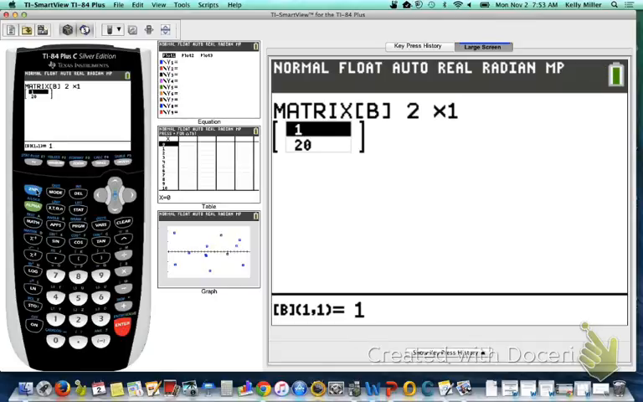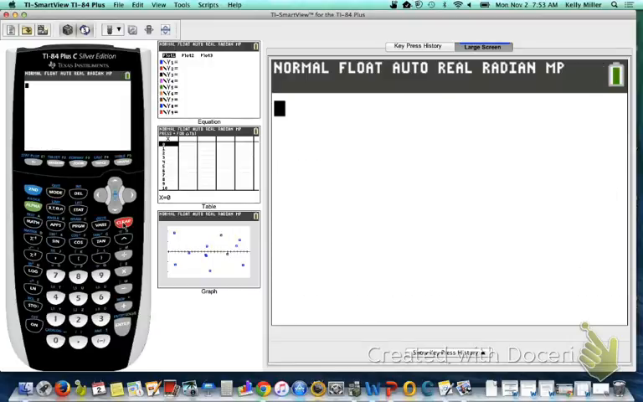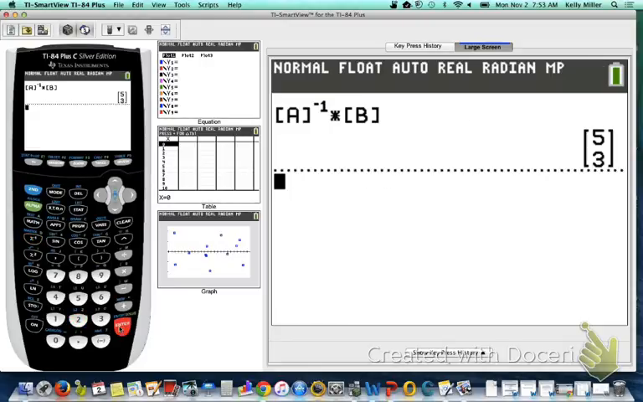So, yeah, it's a lot of work to input them, but once you have it, then you can do all sorts of good stuff with it. So to get our answer, we need to take the inverse of A, and we need to multiply it by matrix B, right? So if I select matrix A, and then do the inverse of it, so that x to the -1 power, times matrix B. And then hit enter, 5, 3. Okay. You guys got it?